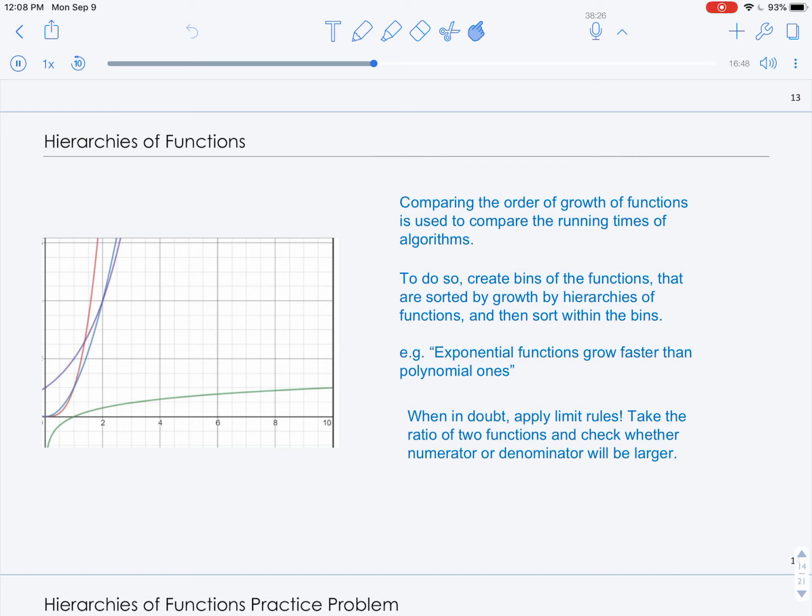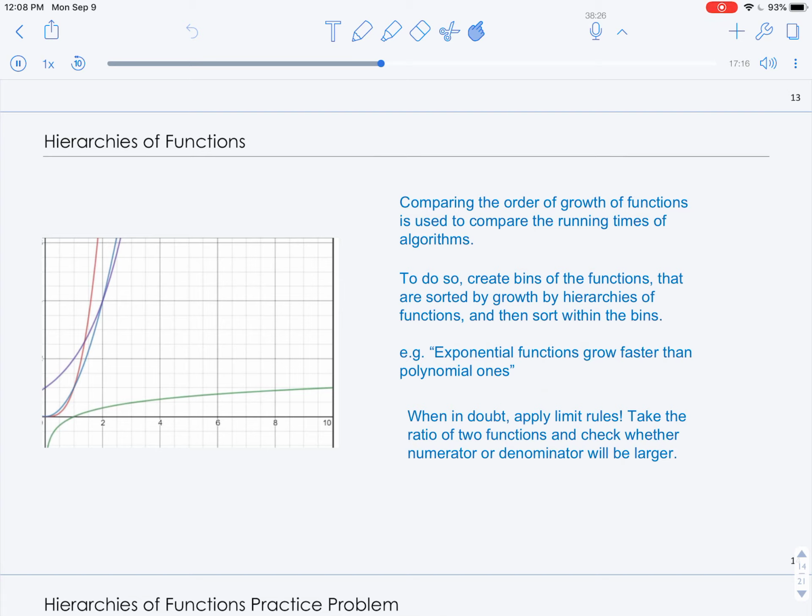So what we can do is create bins of functions that are sorted by the hierarchies of functions, and then sort within the bins. Exponential functions grow faster than polynomial ones. We can sort all the polynomial functions and then sort all the exponential functions. And because of those theorems, we already have a sort across the bins.